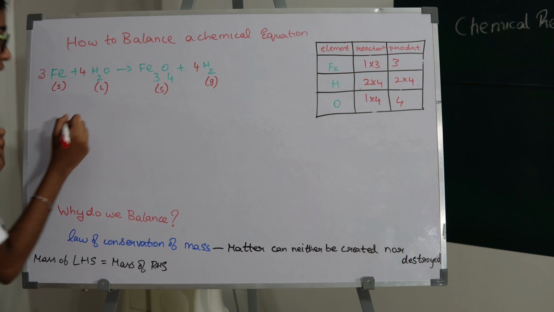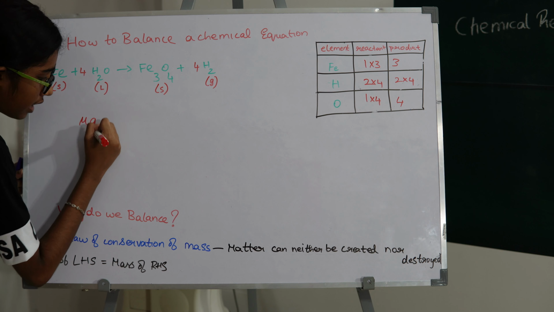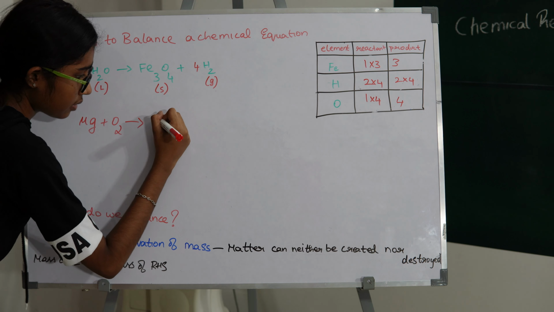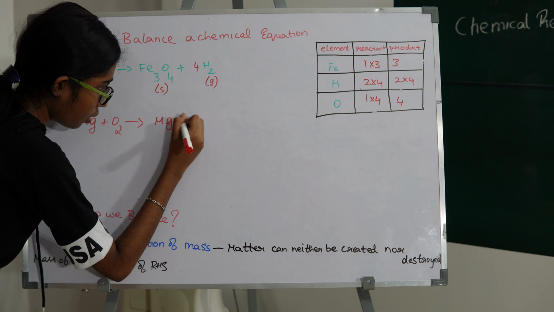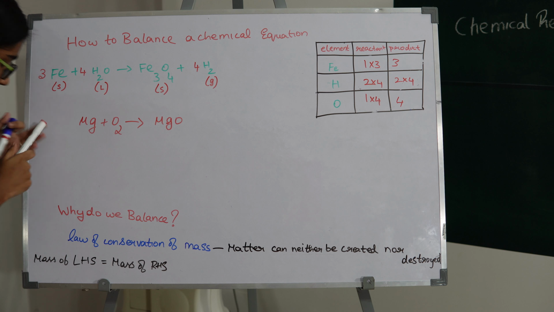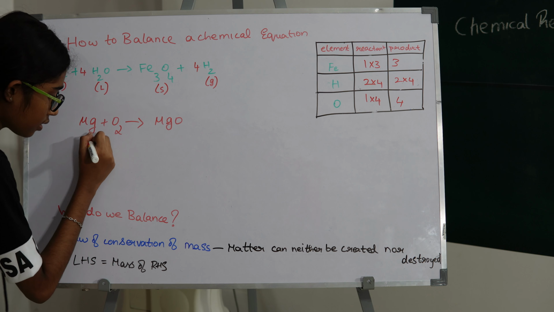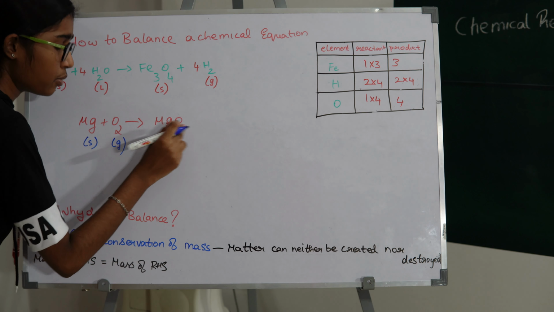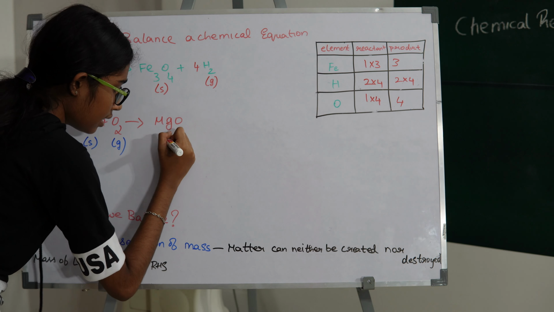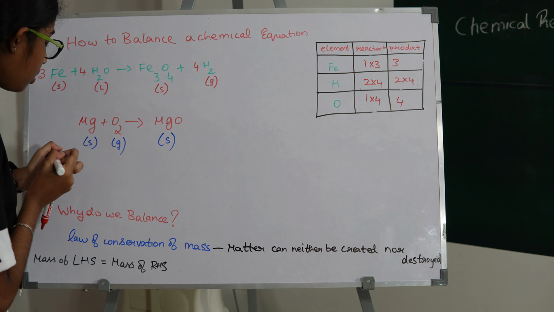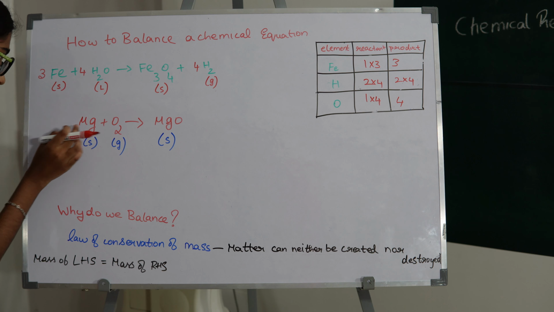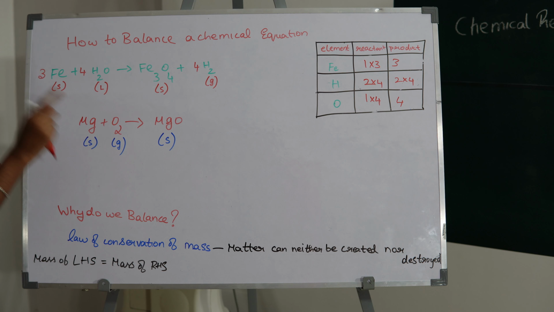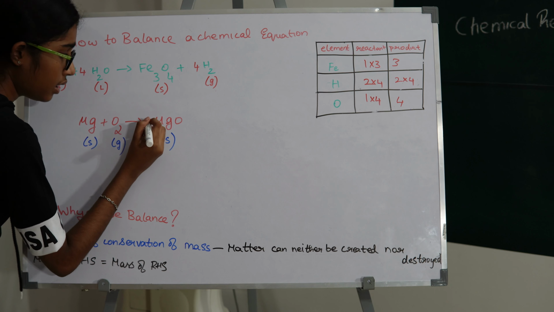Let me give you another example. Mg plus O2 gives MgO. So Mg is a solid, O2 is a gas, and MgO, magnesium oxide, is a solid. So over here we see that Mg is only 1, over here it is also 1. Oxygen, 2 oxygen is there, so over here 2.